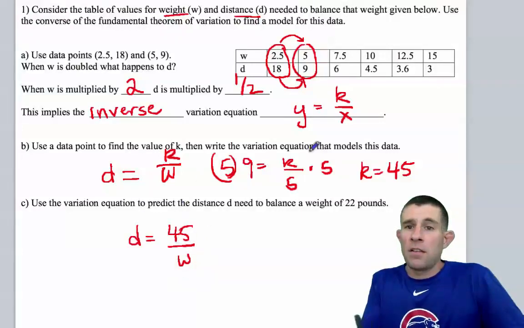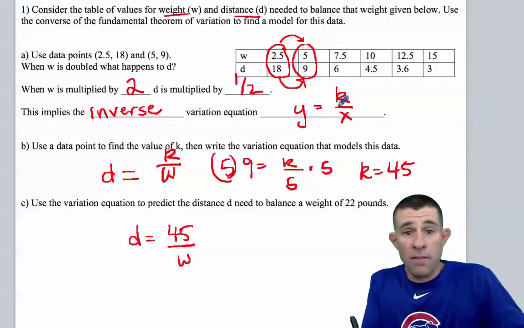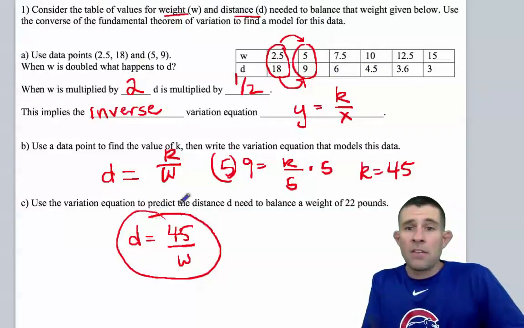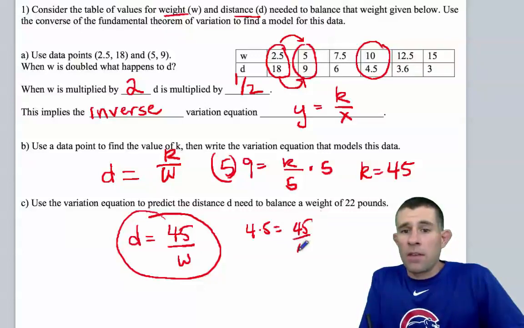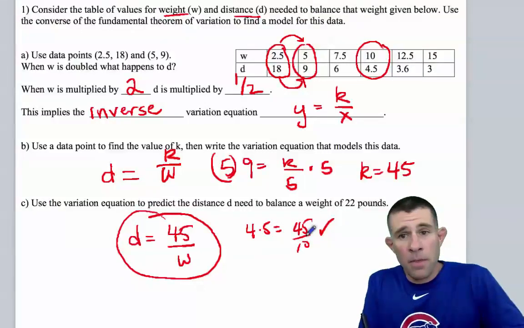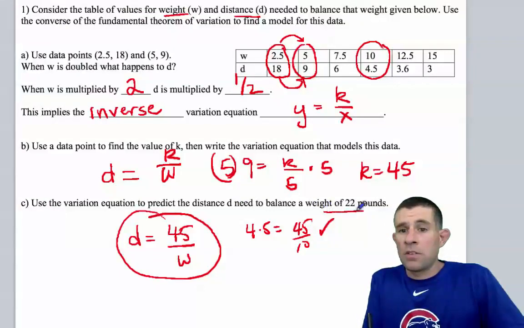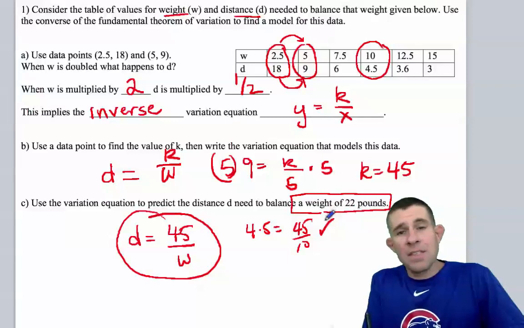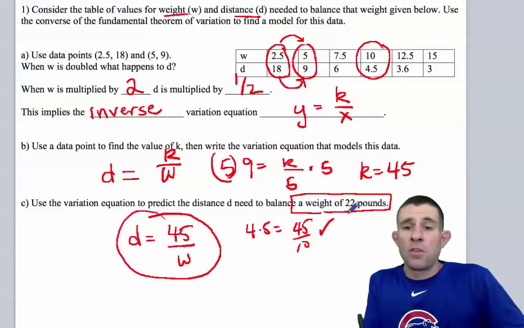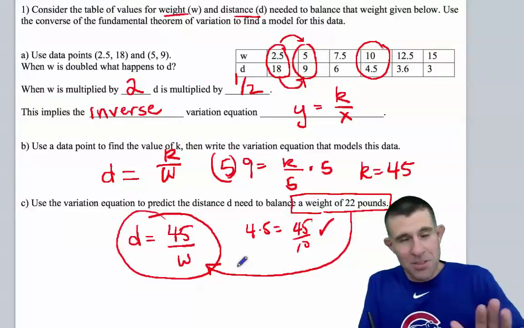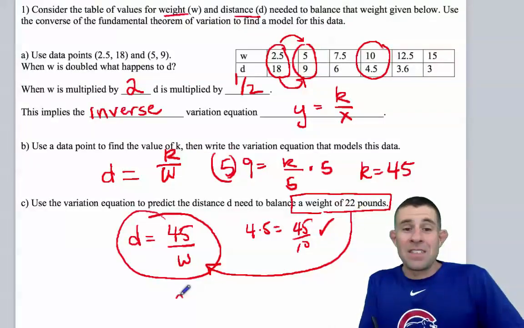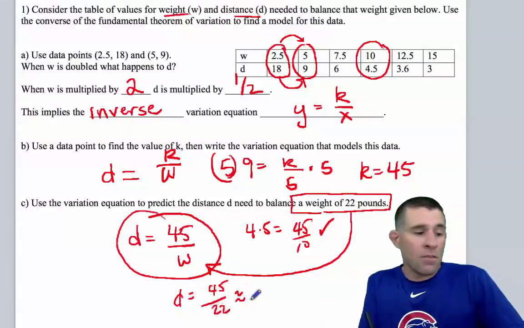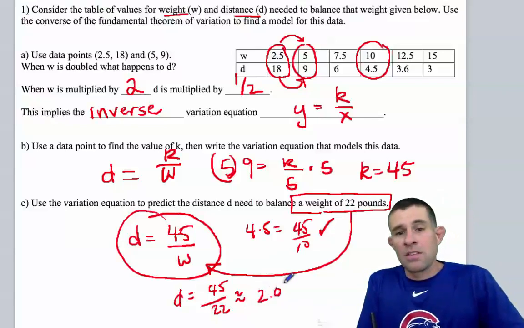So let's just take a look at another set of data points from our table to make sure that we have the correct model here. If I take a look at this one here, it says 10 and 4.5. I see that 4.5 should be equal to 45 divided by 10, which it is, so I have the correct model. And now I can go about answering part C that asks me to find the distance needed to balance 22 pounds. So I'll take 22 and substitute it in for W and solve for distance. When I do that, I'll have 45 over 22, and that results in 2.05.